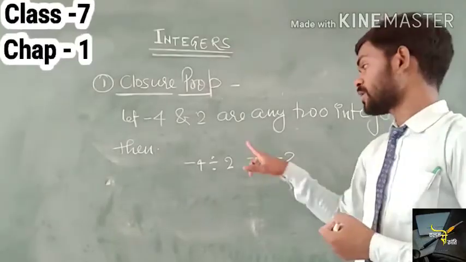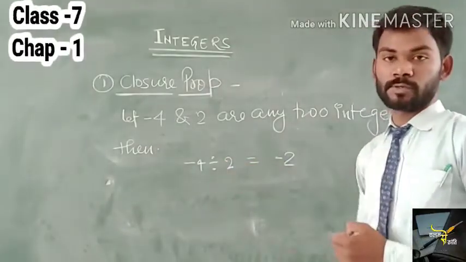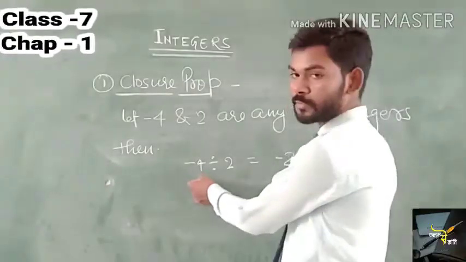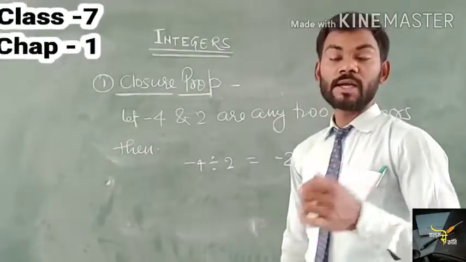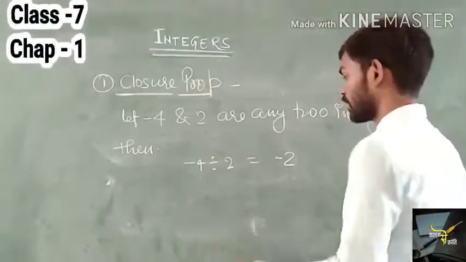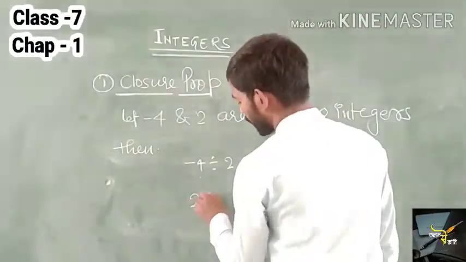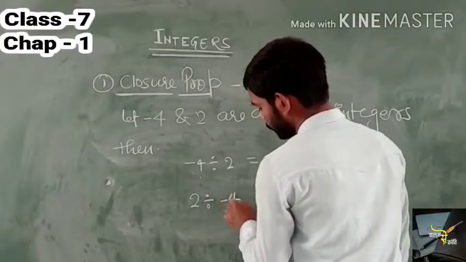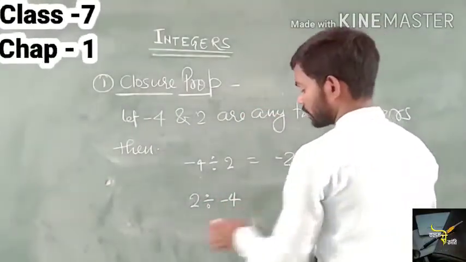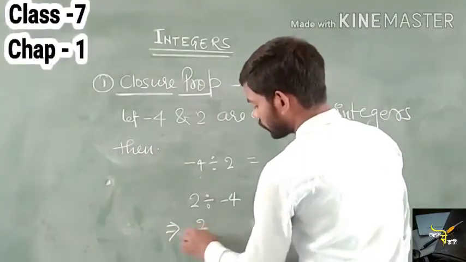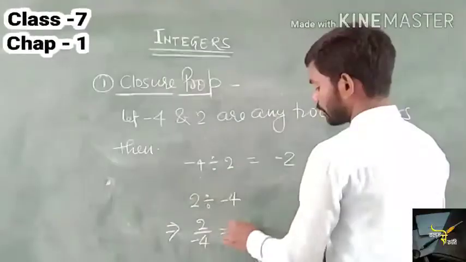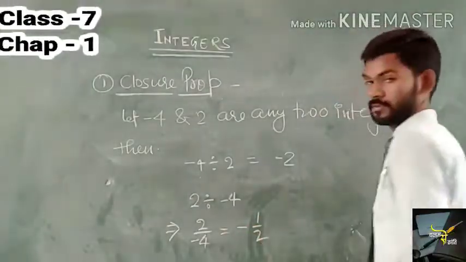But if we change the order of these two numbers, means if we convert the dividend minus 4 as divisor and divisor 2 as dividend, then we have 2 divided by minus 4, and here we get the result, which may also be written as 2 upon minus 4, and this will be equal to minus 1 by 2.